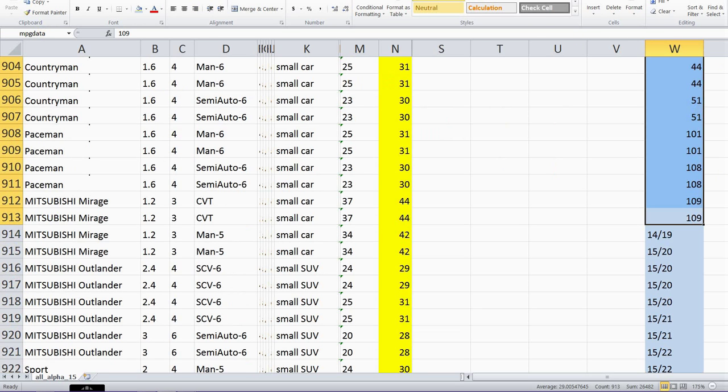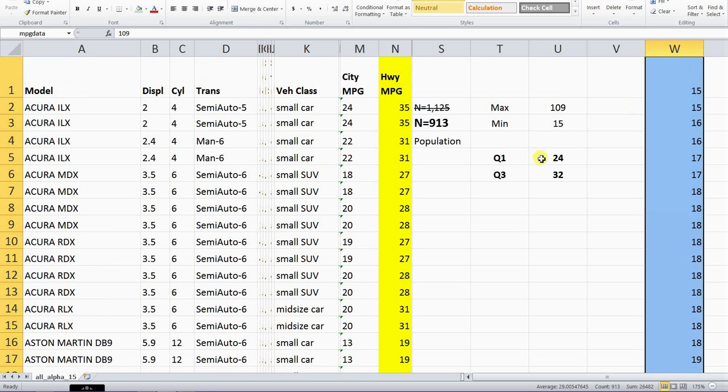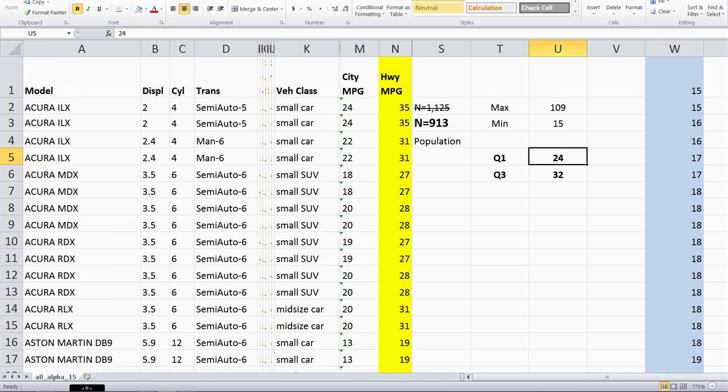So, the first quartile cuts off the bottom 25%, and this says that 25% of the cars get less than 24 miles per gallon, 75% get more than 24 miles per gallon. When we cut off the top 25% of cars, that cuts us way down from 109, the max, to 32. And this 32 miles per gallon says that 75% of cars get less than 32 miles per gallon, 25% get more than 32 miles per gallon.